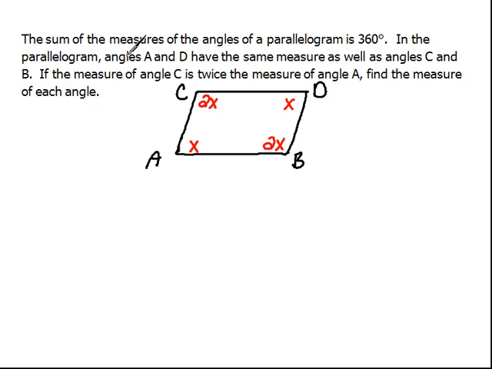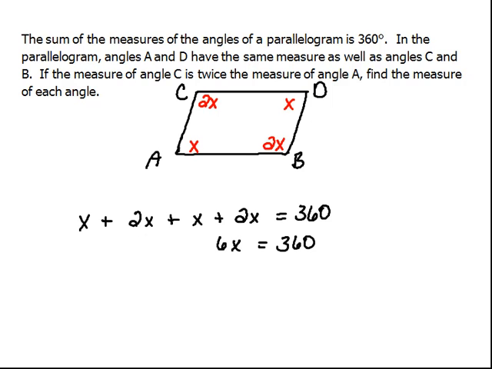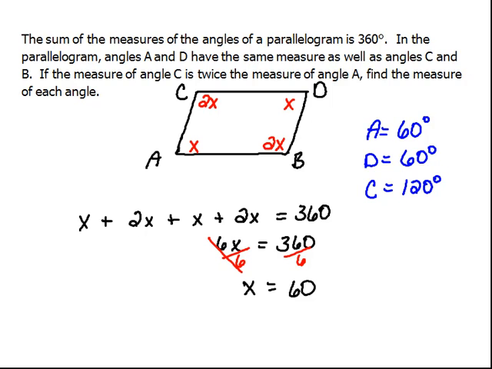Now, it said the sum of the measures. So we're going to be adding up all of these angle measures, and that's supposed to equal 360 degrees. So now we have 6 x's over here on the left-hand side. So we have 6x equals 360. Dividing both sides by 6, we have x equals 60. Now this is what angle A is. Because D is the same, it will also be 60. C is twice that amount, so 120, and B is the same, 120.